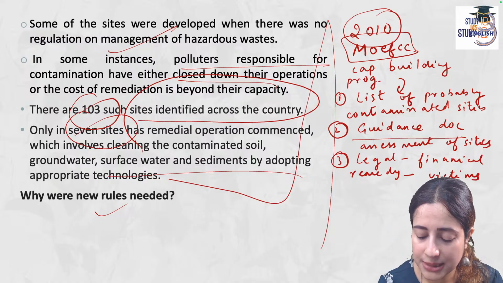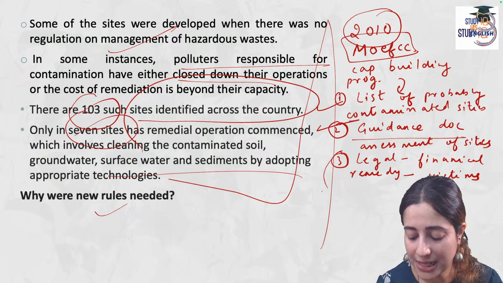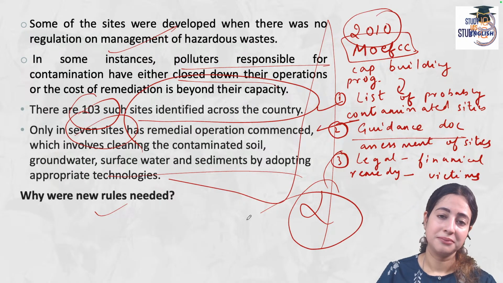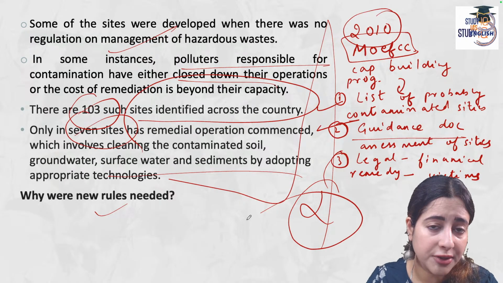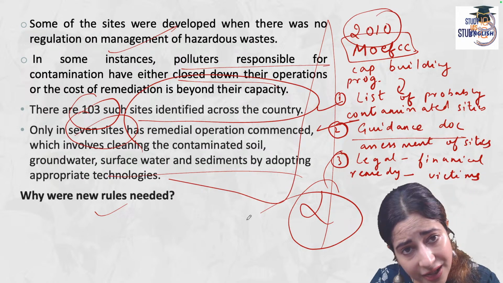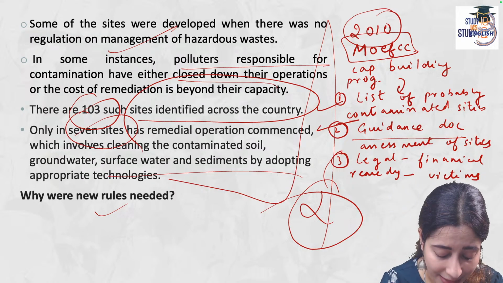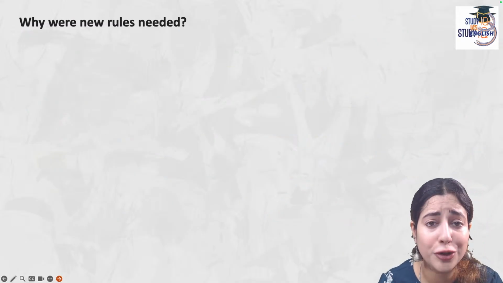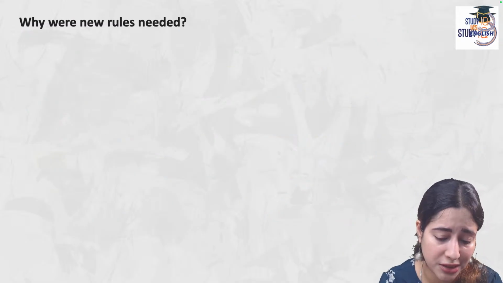Now, out of this, the first 2 were done, but the last was not done. 20, 30 years after the disasters, the victims are still waiting for help. Therefore, the new rules, yes, they are needed. They are needed for much better justice to be done to these people.